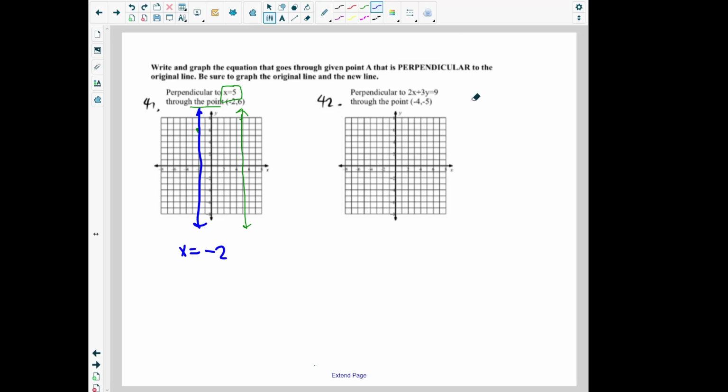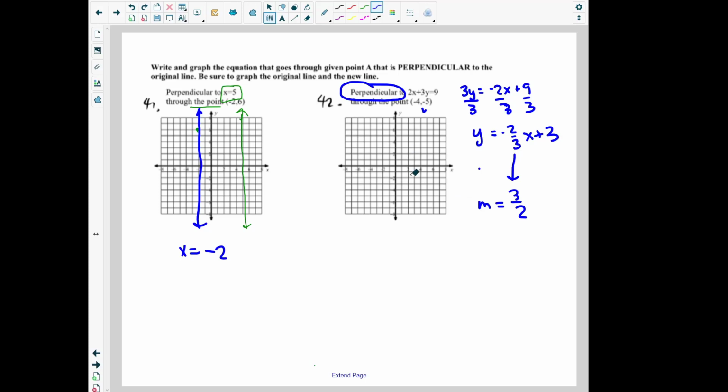Okay, perpendicular, so I need to get y by itself. I'm going to subtract 2x from both sides, putting it in front. I'm dividing by 3. And I get y equals negative 2/3 x plus 3. Okay, then I'm going to plug a point in. Oh, well, I'm sorry. So we're going to steal the slope. This is perpendicular. So we're going to take this slope and flip it and change its sign. So it's going to be positive 3 over 2. Positive 3 over 2. Okay?